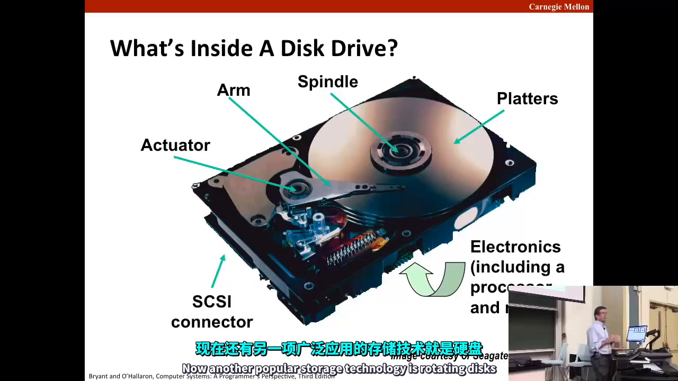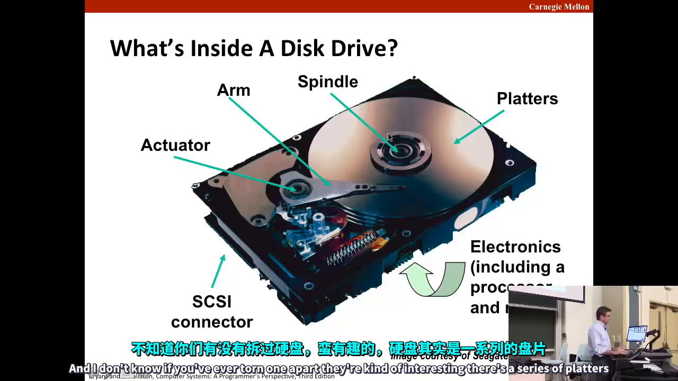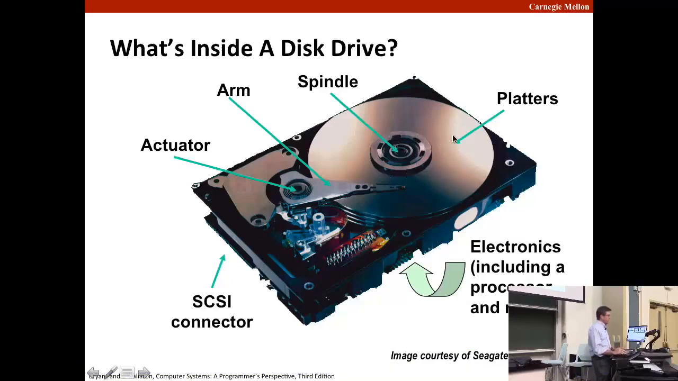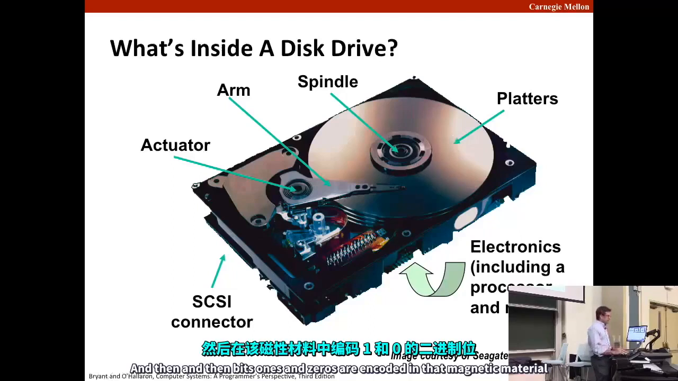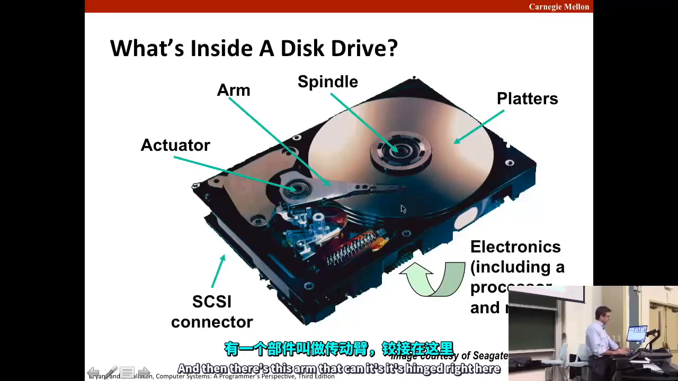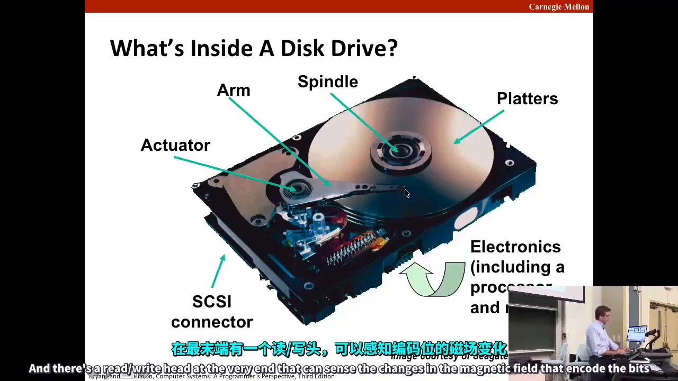Now, another popular storage technology is rotating disks. And I don't know if you've ever torn one apart. They're kind of interesting. There's a series of platters. Each platter is coated with a magnetic material. And then bits, ones and zeros, are encoded in that magnetic material. And then there's this arm that's hinged right here. And then it floats over the platter. So it floats on a thin layer of air over the platter, and there's a read-write head at the very end that can sense the changes in the magnetic field that encode the bits.